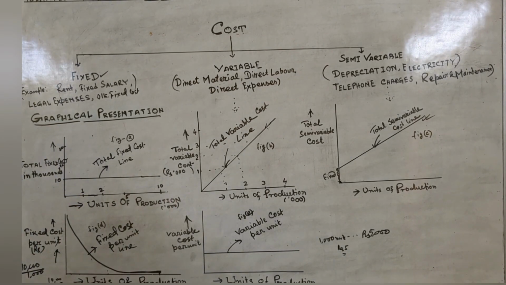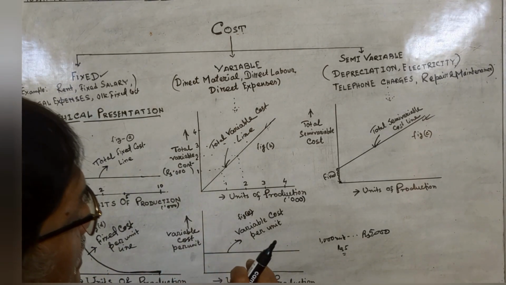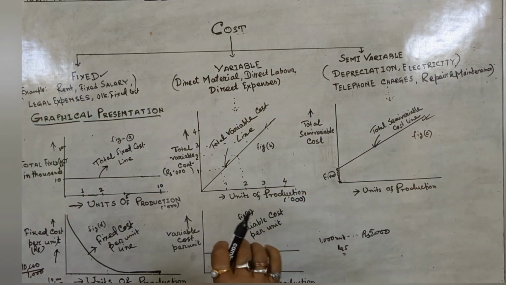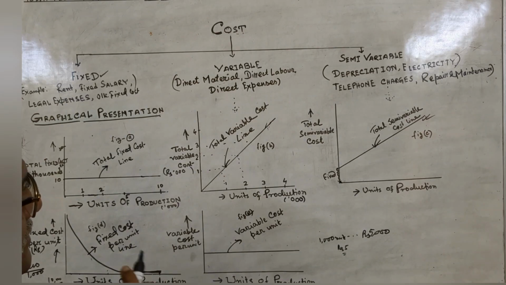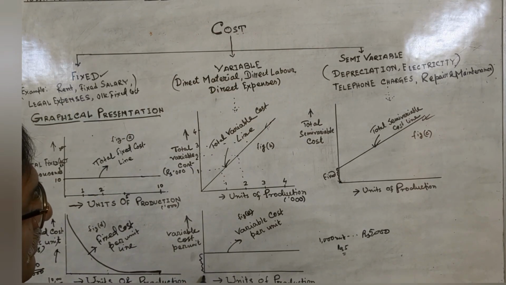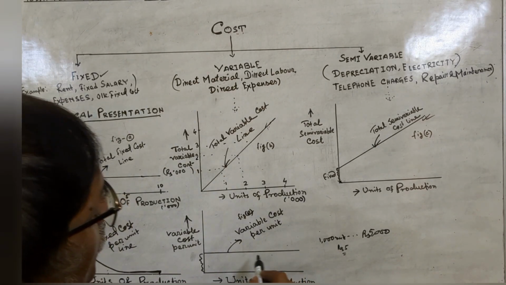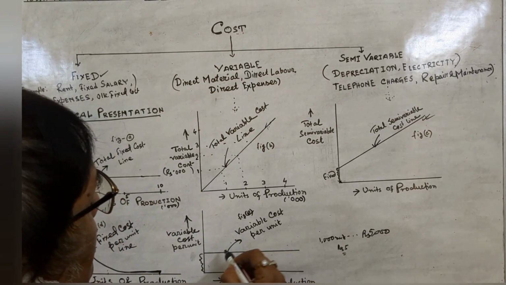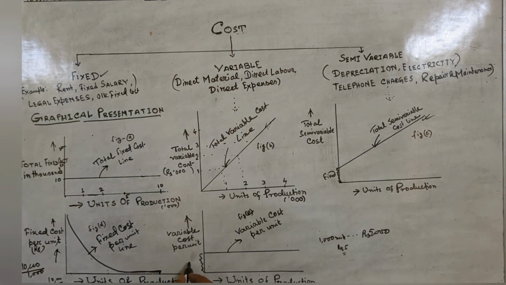For each product, the variable cost remains the same. If the units increase, the total variable cost will increase, but the per unit variable cost remains the same. That's why this is shown as parallel to the x-axis, units of production and variable cost per unit. Say this is rupees 10. Variable cost per unit rupees 10.